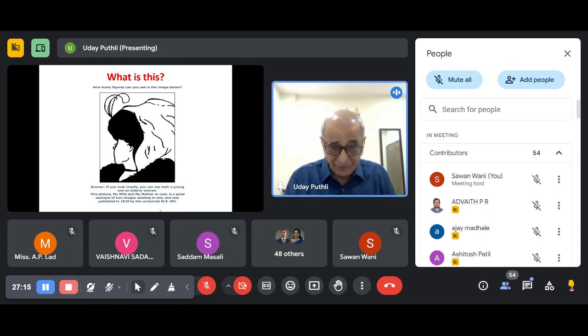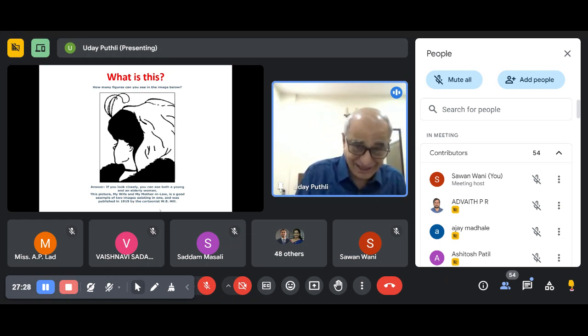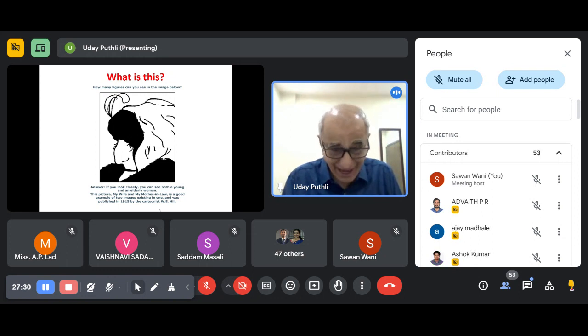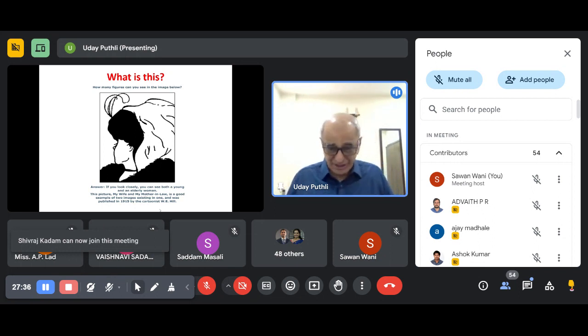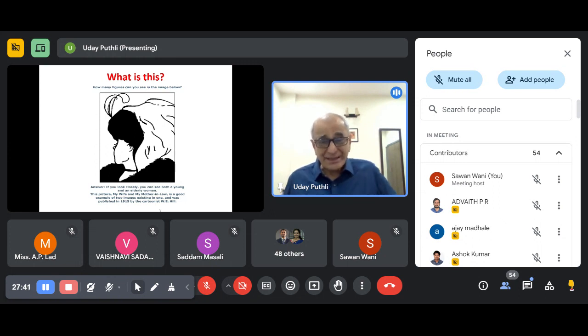I'll read it out. If you look closely, you can see both a young and an elderly woman. This picture is called My Wife and My Mother-in-Law. So both are there. The artist's wife is there, the artist's mother-in-law is there. And it is a good example of two images existing in one. This was published in 1915 by the cartoonist W.E. Hill. But the point is not his name, etc. This is used very often by psychologists to determine how your mind works.